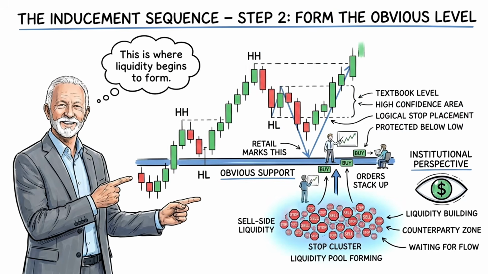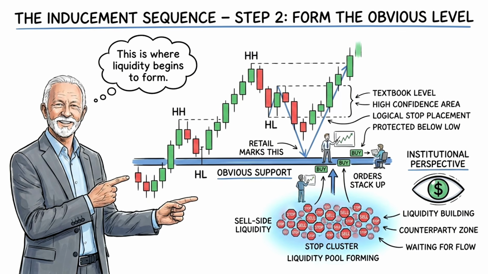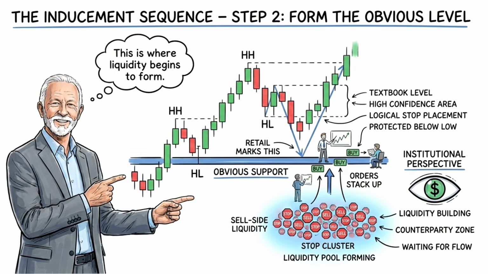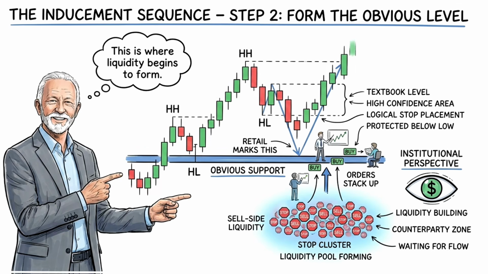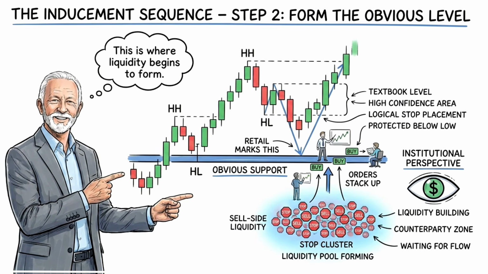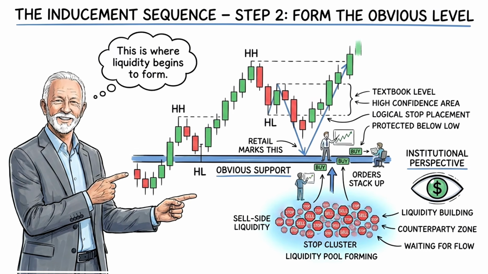Step 2. Form the obvious level. Price pulls back and creates a clear swing low. This becomes the key support level. Retail traders mark it. They place their stops just below it. This is the liquidity pool forming in real time.